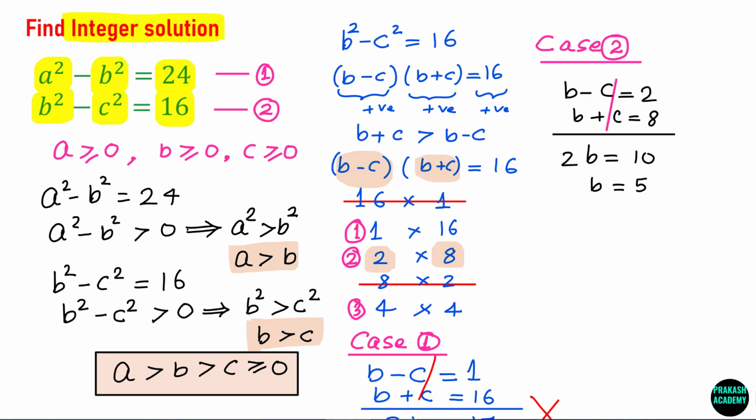Now let us find c. So b plus c is 8, so c is equal to 8 minus b. So in this case c will be 3.